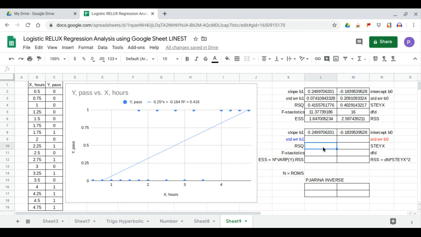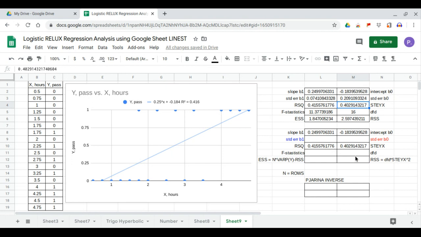We can also use the r squared, which is RSQ of y and x, and this matches the RSQ in the LINEST output. And the STEYX, which is STEYX of the y values and the x values, also matches our LINEST output of STEYX.